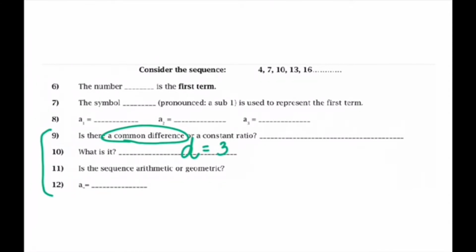Okay, is it arithmetic or geometric? Arithmetic, and we know that because we're adding every time. And I think I cut that number off. What does that say? A sub what? 7. That's what I thought. What's A sub 7? Can you guys figure it out? What is it? 21. How did you get that? 22. Oh, 22? We added 3 and added 3, right? Okay, there we go. Any questions?